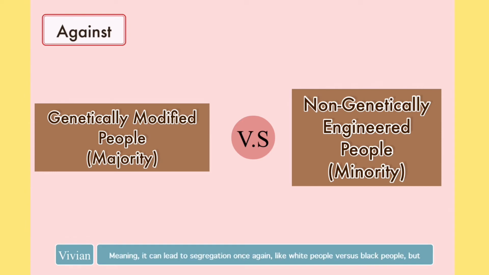Meaning, it can lead to segregation once again, like white people versus black people, but genetically modified people versus those who aren't genetically modified instead. Those who are genetically engineered would be favored, and naturally born people would be discriminated against. It would create a social ranking with those who are genetically engineered at the top and those who are not at the bottom. This is because genetically engineered people are viewed as more capable and of a higher caliber, therefore being more valued.